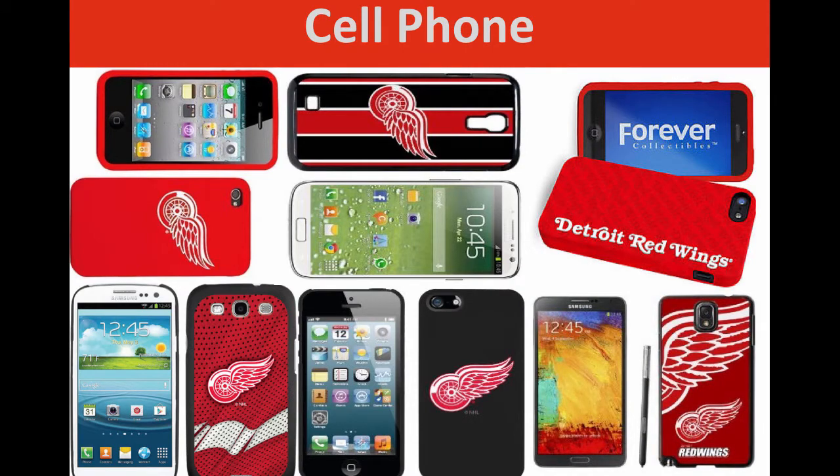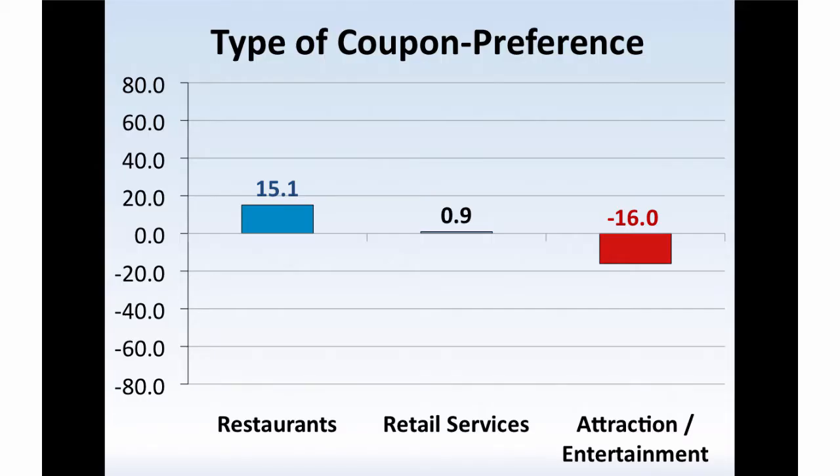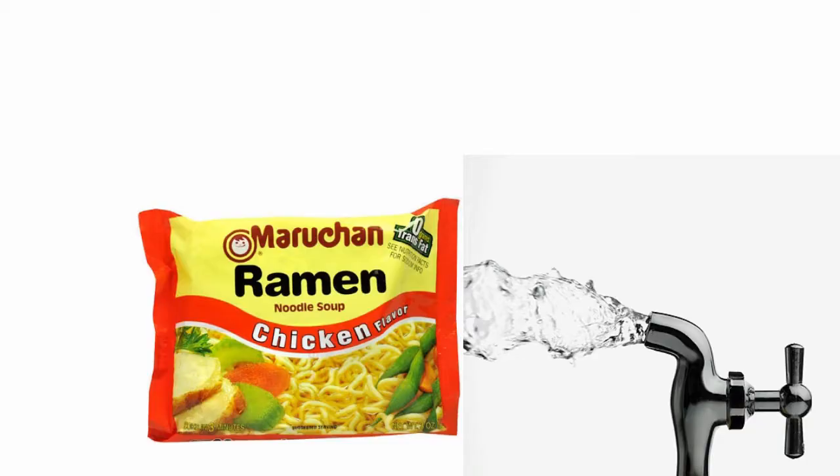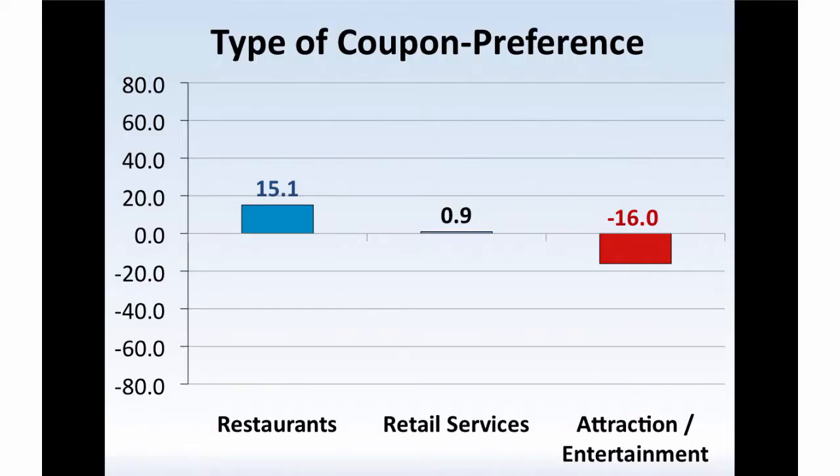All right, and this is the last attribute we have, the type of coupon. When people are looking for coupons, what are they trying to use them for? As this graph is showing, people want to use coupons at restaurants. Like I said before, we're poor college kids. We're living off ramen noodles and water. Come on, give us some discounted food here. So people would prefer to see the restaurant coupons.